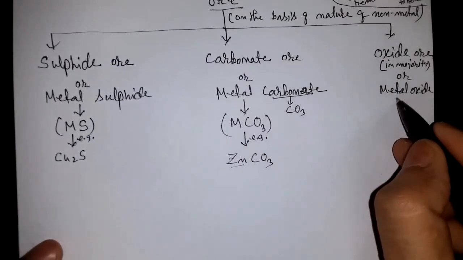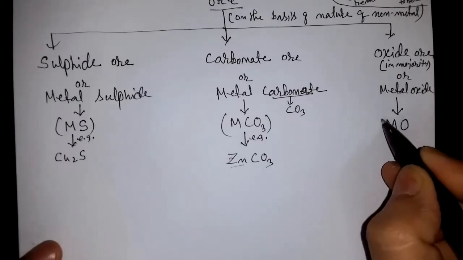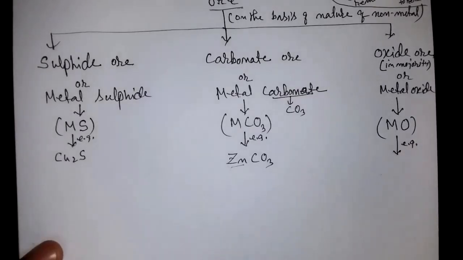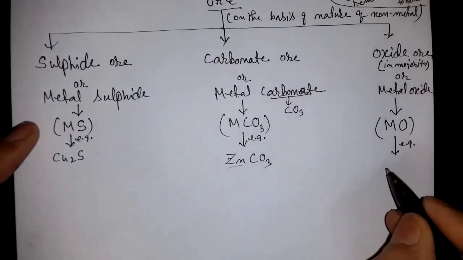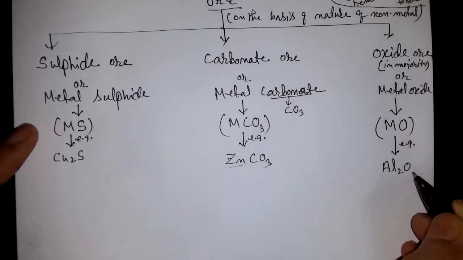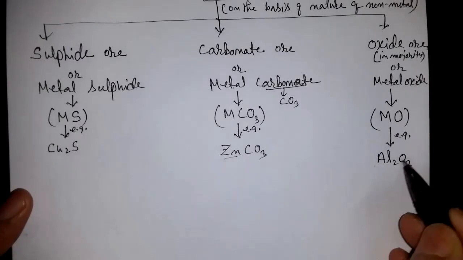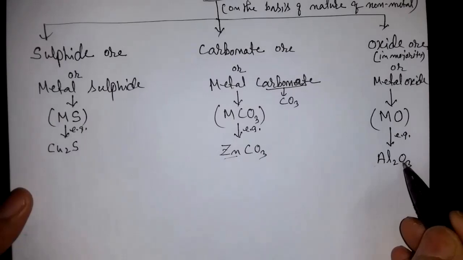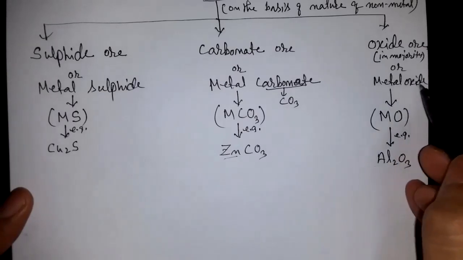Now in this type of ore, your metal will be any metal, but the non-metal must be oxygen. And for this, we'll take an example from the textbook. Okay, Al2O3. So here the metal is aluminium and the non-metal is oxygen. So this is an ore of aluminium, and here the non-metal is oxygen. That's why this is called oxide ore. Or since this is a combination of metal and oxygen, it is called metal oxide.